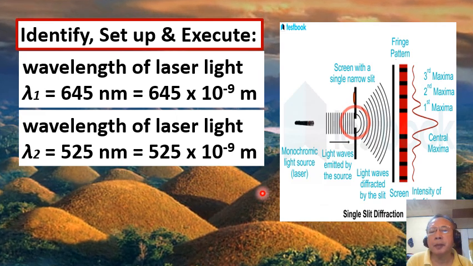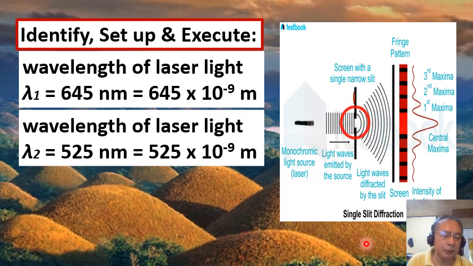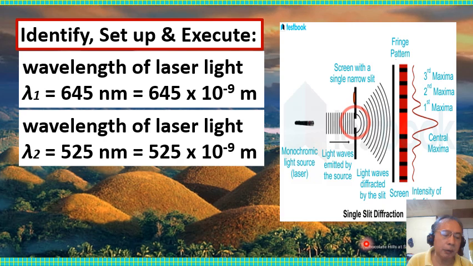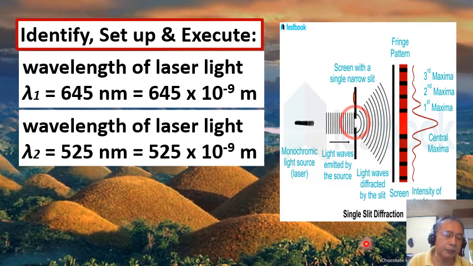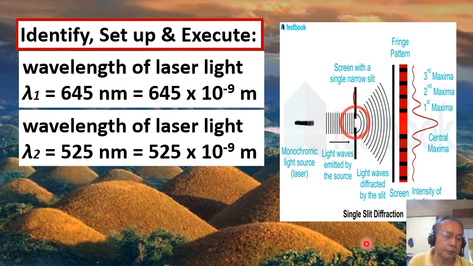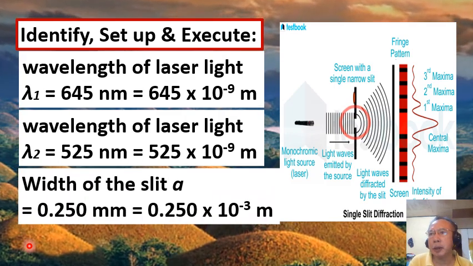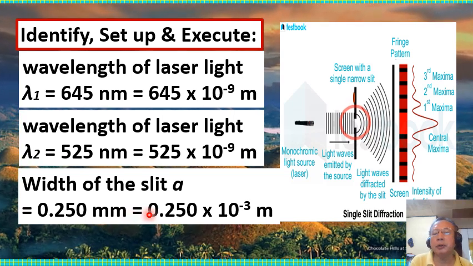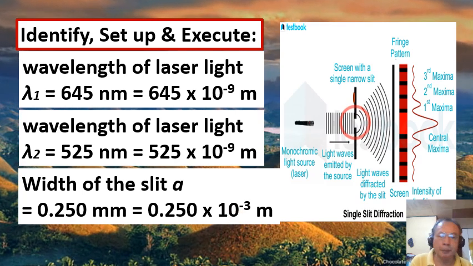So let it be understood that the laser light is considered a coherent and monochromatic light. It is made to pass through the slit, or the small opening in the barrier, whose width, denoted by small letter a, is equal to 0.250 millimeters, or 0.250 times 10 raised to the negative 3 meters.